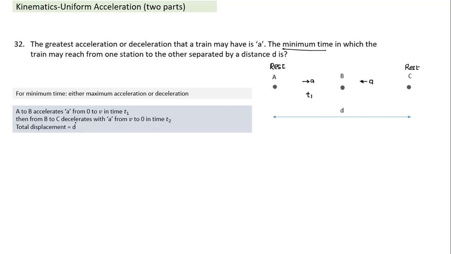If it takes time t1 from B to C, even if it accelerates for time t1, by the time it reaches here it will acquire a velocity v equal to at1. And then what has to happen from B to C? From B to C, the velocity v has dropped back to 0 in time t2. So this is what is happening in time t1 and t2, and the total displacement is d.